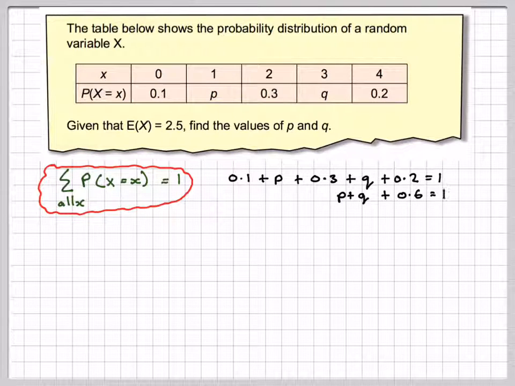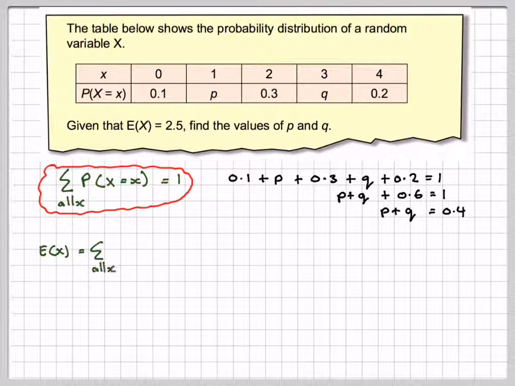Now simplifying this, we get p plus q, and then 0.1, 0.3, 0.2 is 0.6, and therefore p plus q will be 1 minus 0.6, which is 0.4. That's going to be one of our equations.